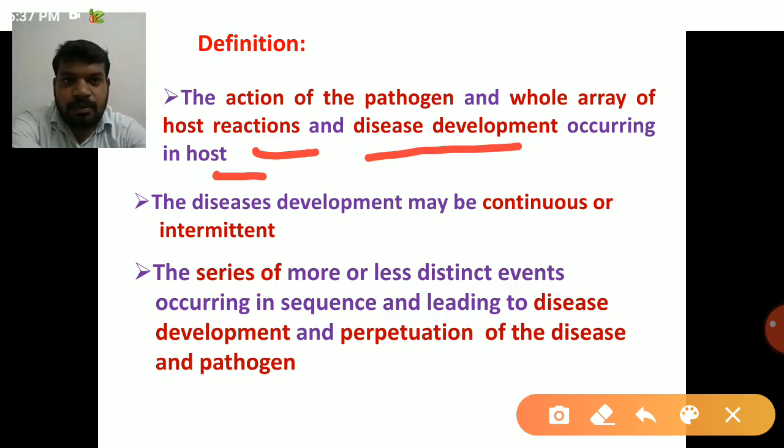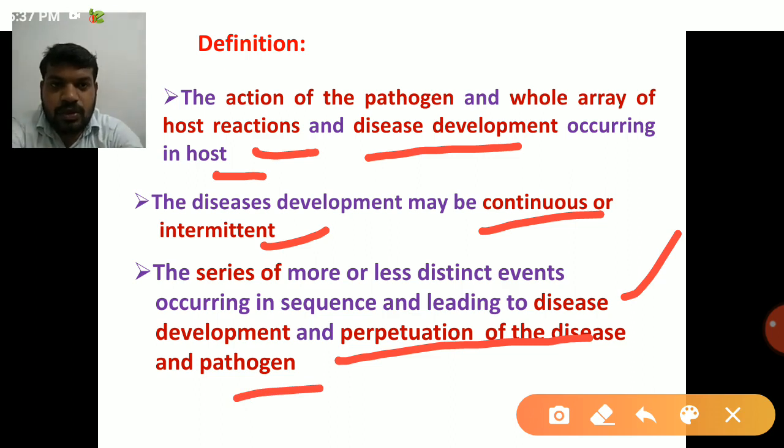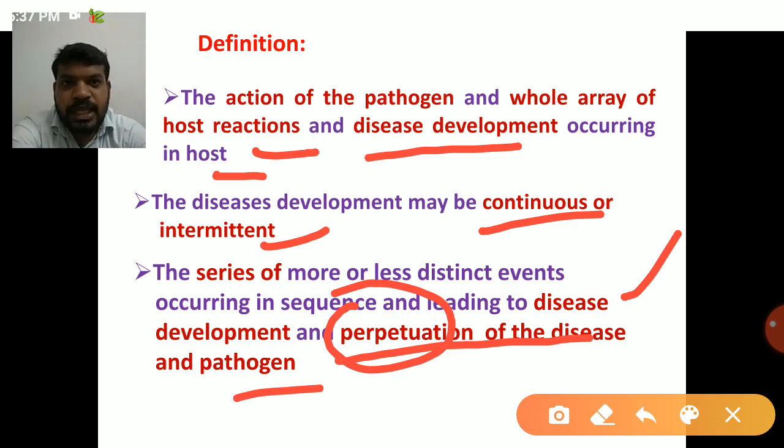The disease development may be a continuous or intermittent process. So it is not a single process, it is a collection of numerous processes. So the series of more or less distinct events occurring in sequence and leading to disease development and perpetuation of disease and pathogen is called pathogenesis. So perpetuation means continuation of disease or multiplication of disease or pathogen in a particular plant or host.